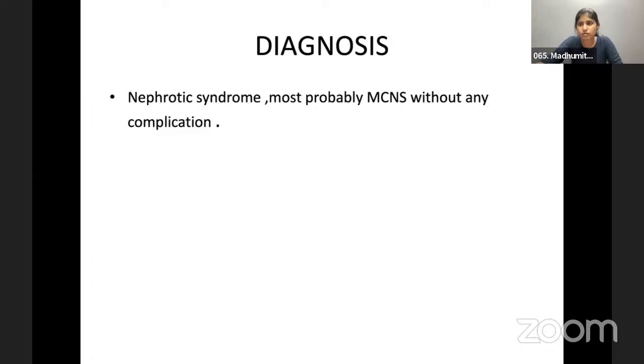Prednisolone. How much dose? Just 1.5 mg or 40 mg per meter square of body surface area. Very good. For how long? Time duration? For 6 weeks. Exactly. After 6 weeks, what will you do?